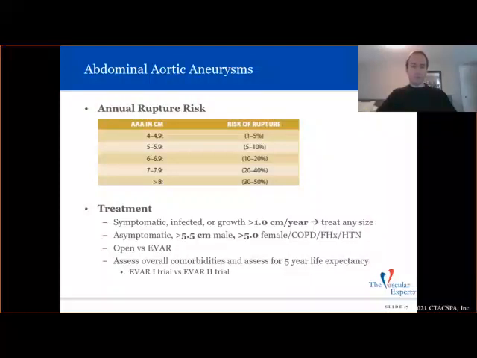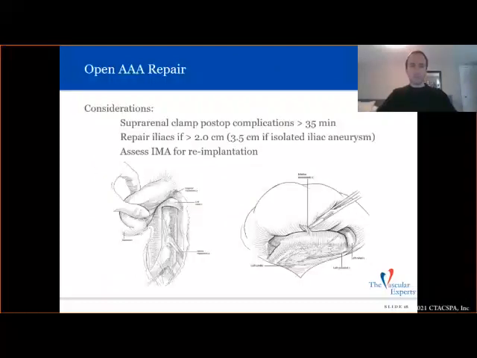And treatment options are open, endovascular, and something else that came to light with our major trials for aneurysm repair, particularly the EVAR 2 trial, which is that if a patient has less than 5 years life expectancy, then their outcome is the same if they have no surgery. So, no surgery is an option. That is major aortic surgery, and not everyone's a good candidate for it.